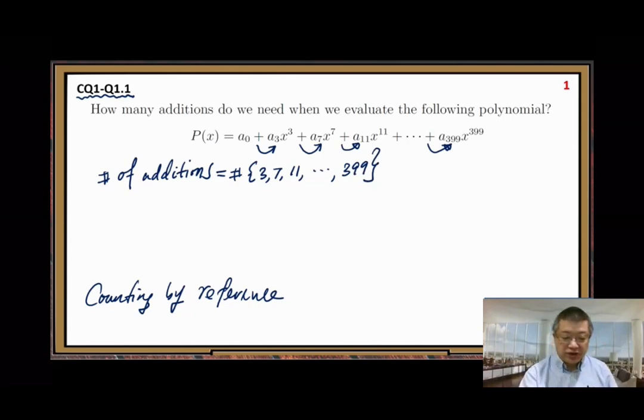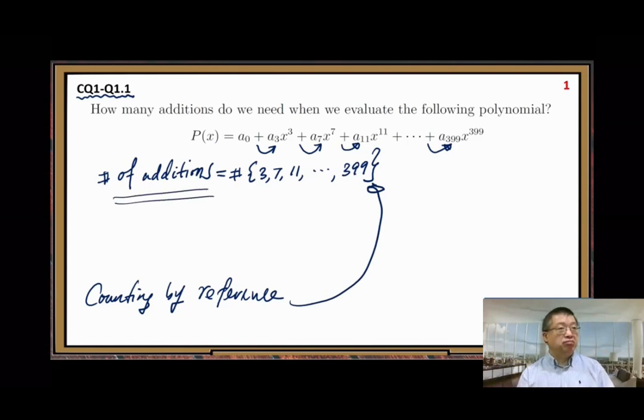So the next question is, how many numbers in the set? You count that. So that's the reference technique. The reference is you replace the original mathematical objects, addition objects, by another mathematical object, subscripts. So addition objects are replaced by subscript objects. Then you count the number of subscripts. You get the answer.